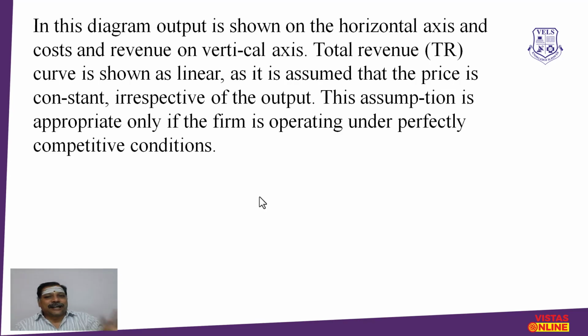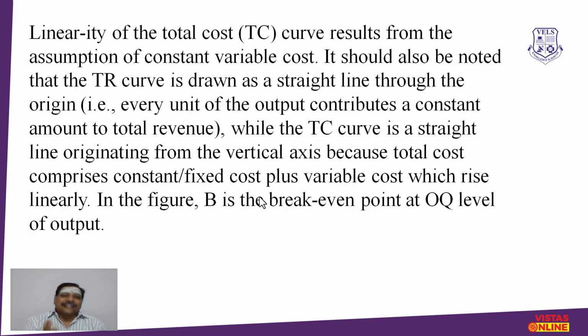In that particular diagram, I'm sorry, output is measured on the horizontal axis and cost and revenue on the vertical axis. The total revenue curve is shown as linear and it is assumed that the price is constant irrespective of output. This assumption is appropriate only if the firm is operating under perfectly competitive conditions. The linearity in the total cost, that is the TC curve, results from the assumption of constant variable cost.